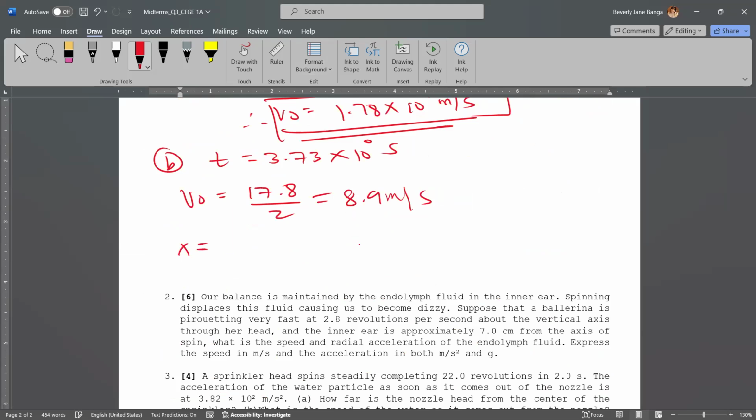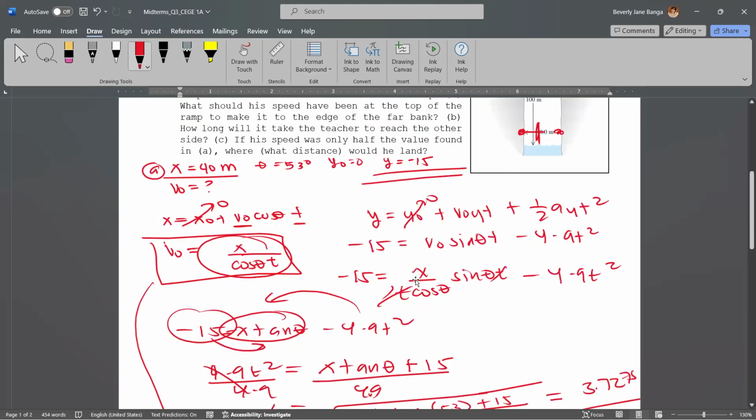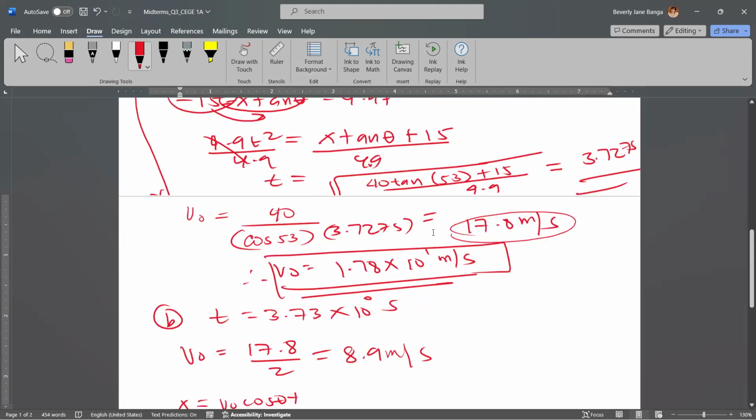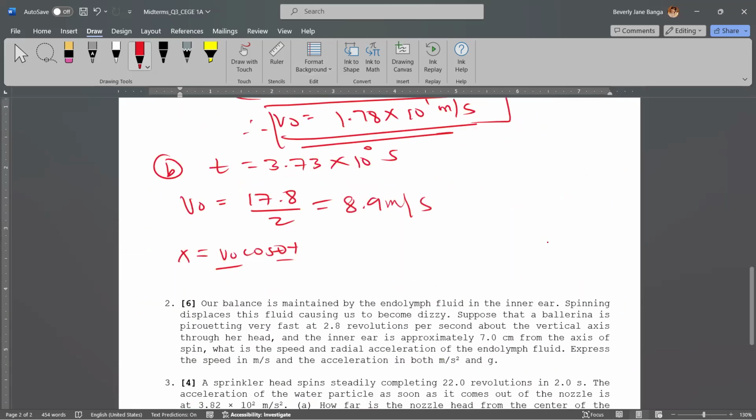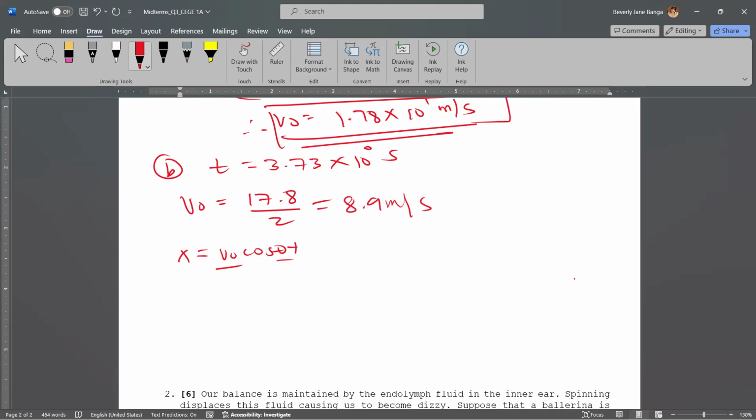So x again is equal to V0 cosine theta t. Alam ko yung V0, alam ko yung theta, di ko alam yung time. So sa time, saan ko siya hanapin? Katulad kanina, hinanap natin yung time sa y. Okay? Pero this time, hindi natin magagamit ang negative 15, kasi nga alam mo nang babagsak siya sa tubig. So ang gagamitin natin dito ay negative 100. Okay? So, gamit natin yung y is y naught plus V0 sine theta t plus 1 half a_y t squared.